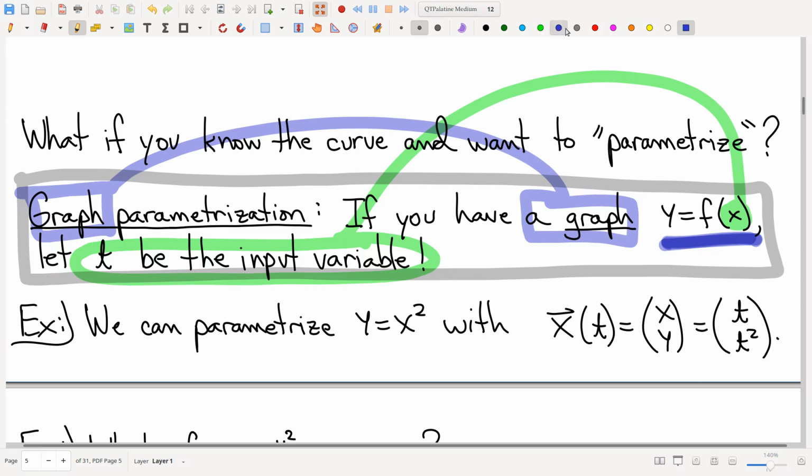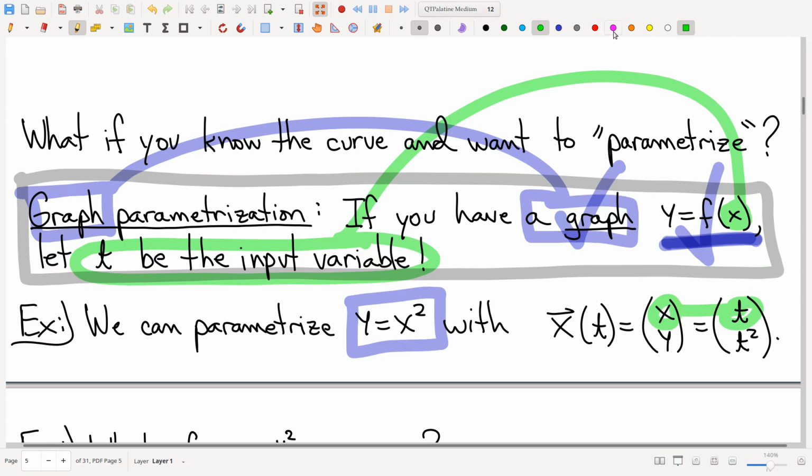Let's see here. Okay, so let's look at this equation right here, and we notice that it is indeed a graph. It is indeed in that form. y is a function of x. So now I'm going to follow the instruction. I'm going to let t be the input variable. In this case, the input variable is x. I'm going to let the formula for x be just t. I claim it's already over. We've already won. We just have to run it into the end zone.